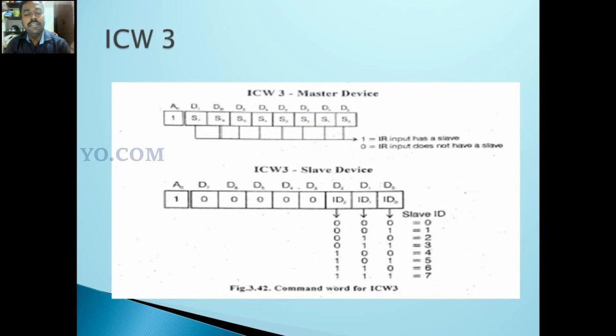Next, the last bit is D4, SFNM, that is special fully nested mode. If it is 1, it means the 8259 acts in special fully nested mode. 0 means non-special fully nested mode. Okay, so these are the modes used in 8259.